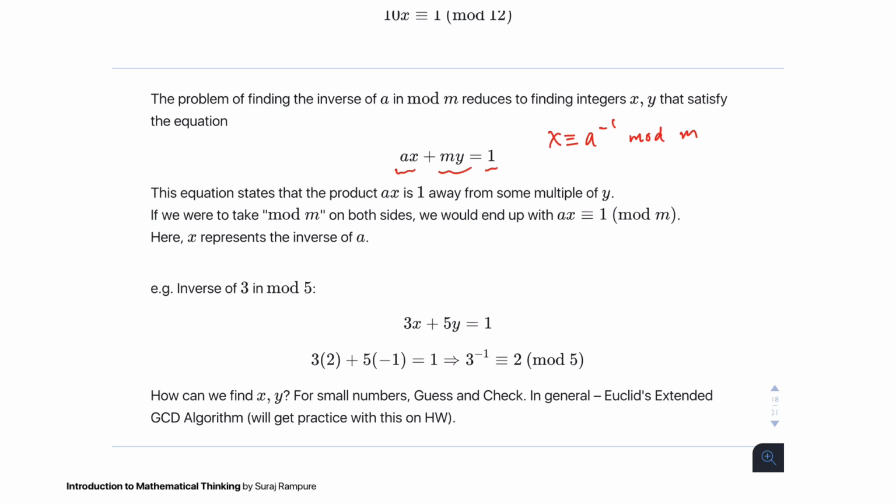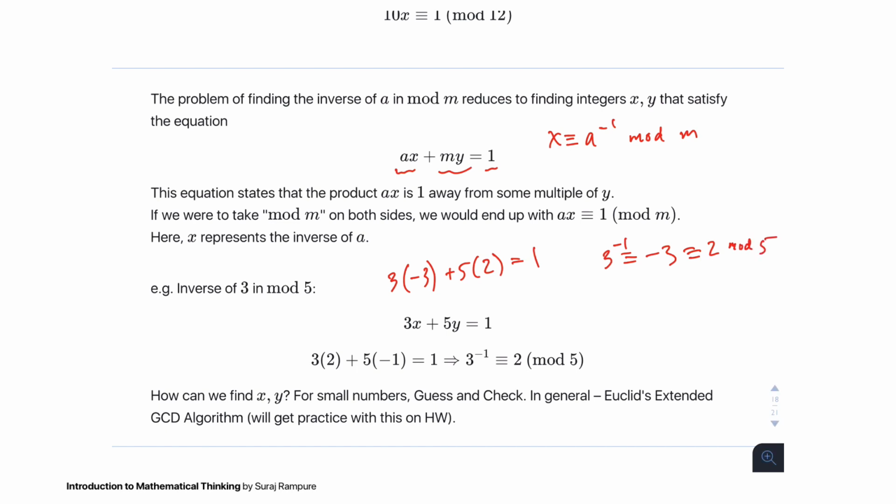So for example, if we want to find the inverse of 3 in mod 5, it boils down to finding integer solutions to 3x plus 5y is equal to 1. Okay? One thing to note is that these solutions aren't unique, right? Here I found 2 comma 1, because 3 times 2 plus 5 times negative 1 is 1, telling me that 2 is the inverse of 3. But I also could have found the ordered pair negative 3 comma 2. That's also equal to 1, telling me the inverse of 3 is equal to negative 3. But that's fine, because negative 3 is still equivalent to 2.